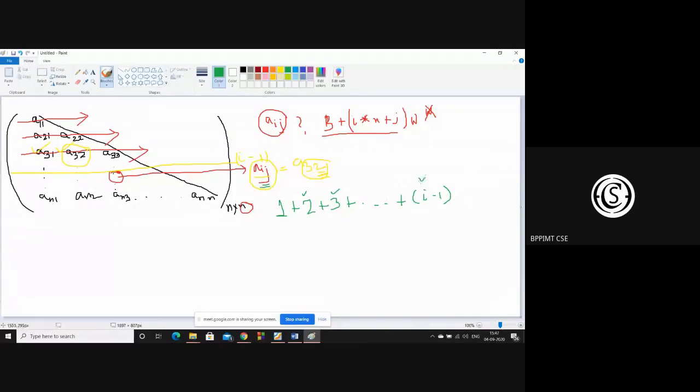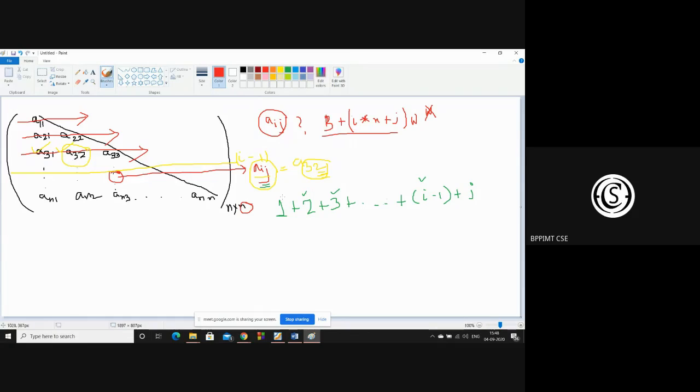So at I minus 1 row there will be I minus 1 number of elements. Clear? Now could you tell me at ith row, how many entries will be there? J. At ith row, how many elements will be there? J. Yes, very good. At ith row, J entries will be there.